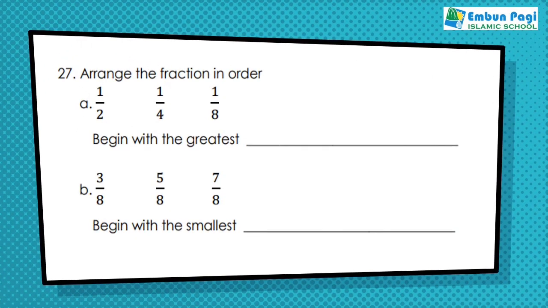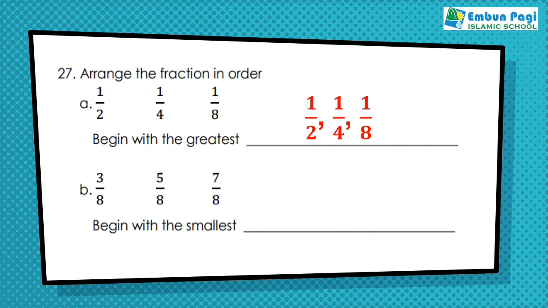Question number 27. This question is about ordering fractions. Point A. We need to order the fractions and begin with the greatest. Okay, pay attention to the fractions. All fractions have the same numerator and different denominators. We need to find the smallest denominator and begin with it. Right? We got 1/2 and then 1/4 and the last is 1/8. That's the right order.